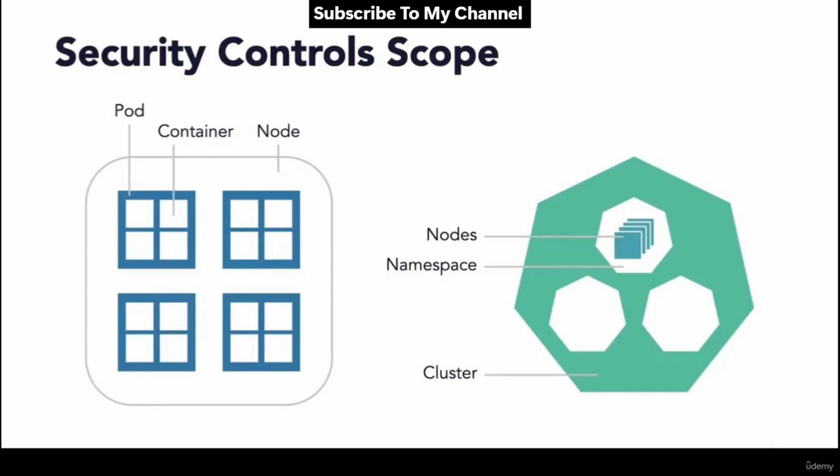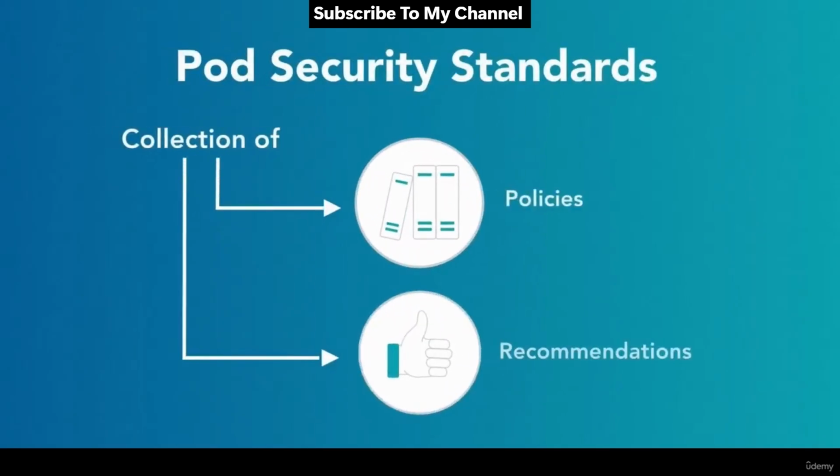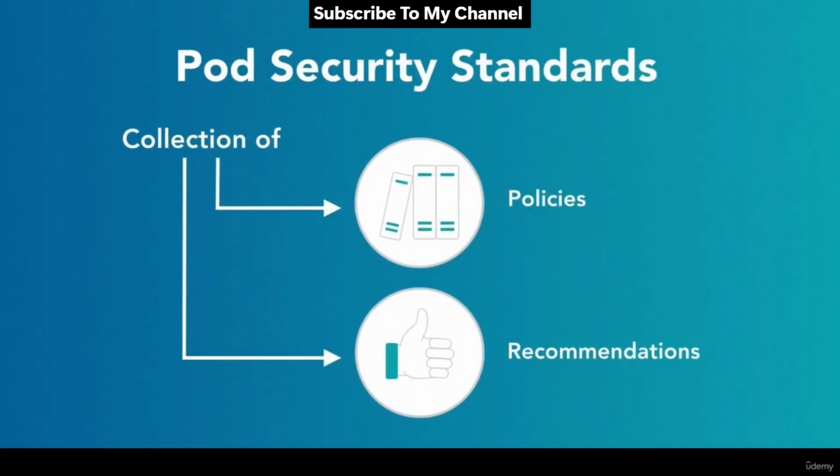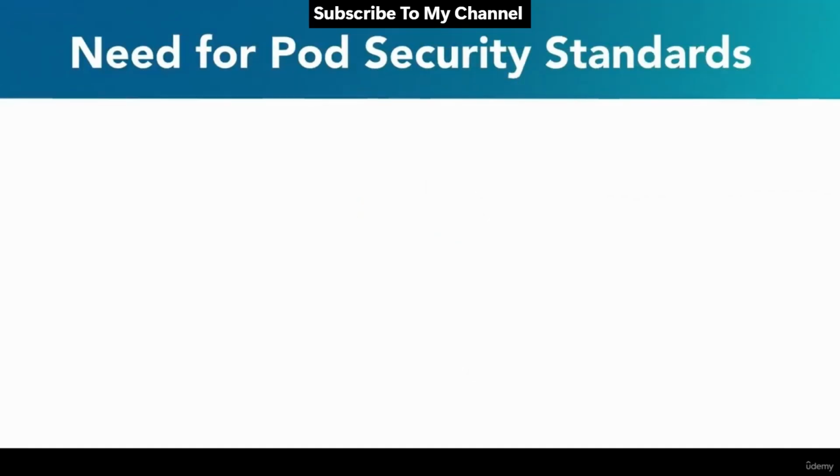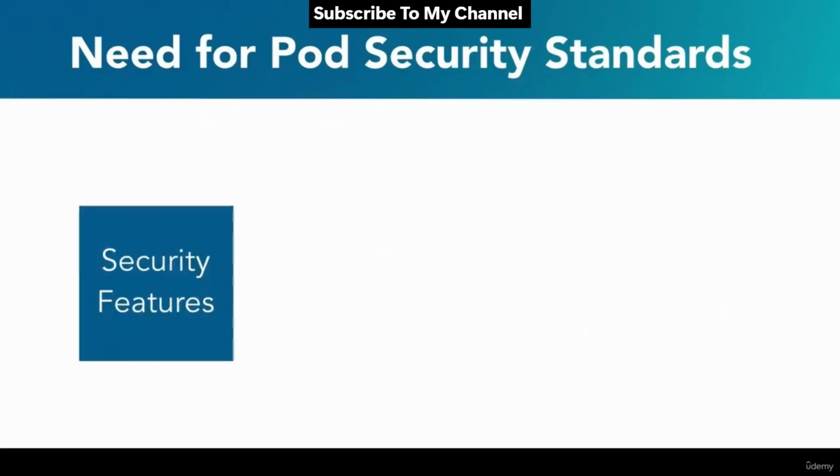So let us begin with security features and controls offered by Kubernetes to secure applications in a cluster. The scope of these controls can vary from pod, namespace to cluster level. Kubernetes pod security standards are a collection of well-defined policies and recommendations to ensure the security of containerized workloads within Kubernetes clusters. But the question here is, why pod security standards in the first place when we have so many other security features offered by Kubernetes?